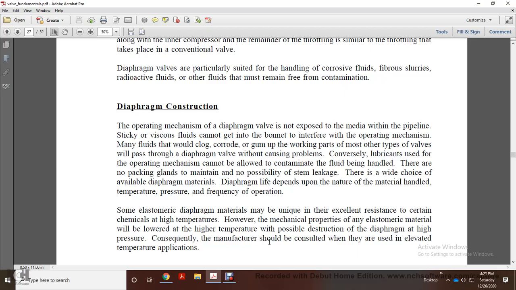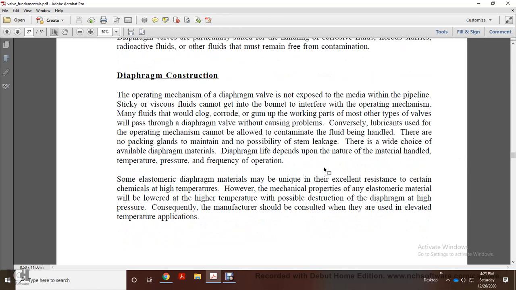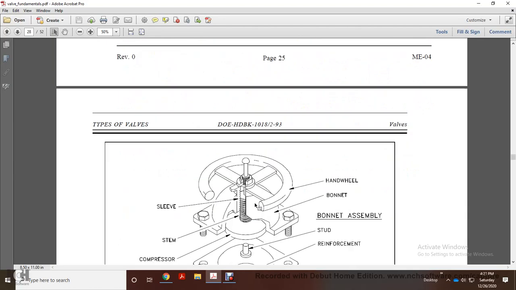There is a wide choice of available diaphragm materials. The diaphragm life depends upon the nature of the material handled, temperature, pressure, and frequency of operation. Some of the elastomeric diaphragm materials offer excellent resistance to certain chemicals at a high temperature. However, the mechanical properties of the elastomeric material will be lowered at high temperature, possibly destroying the diaphragm at high pressure. Consequently, the manufacturer should be consulted before using it in elevated temperature applications.